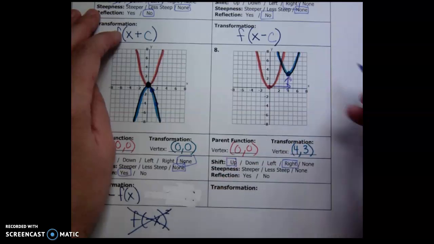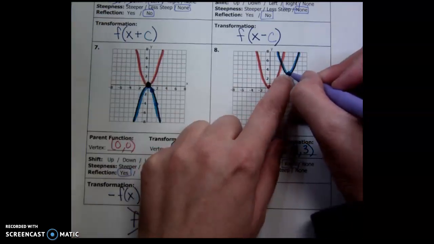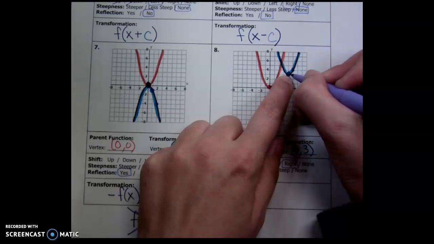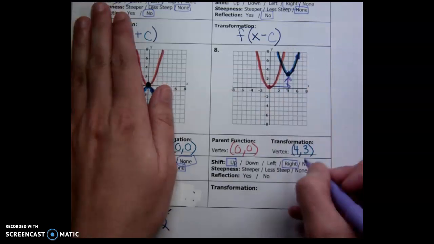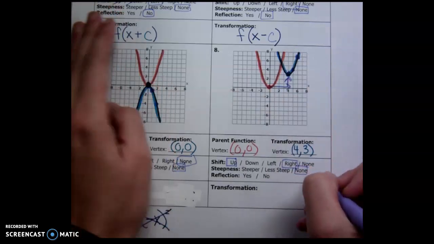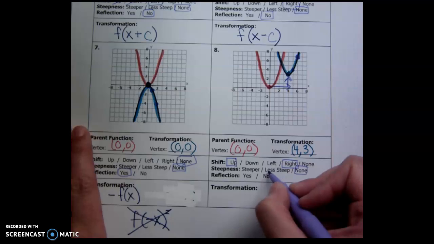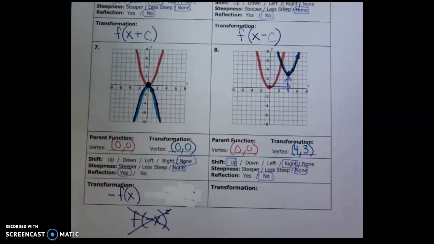Did the steepness change? Let's check. If this was 0, 0, this would be 1, 1, 2, 4. Okay, so the steepness did not change. It still follows the same points. Is it a reflection? Is it flipped upside down? No. So this transformation is going to look special.